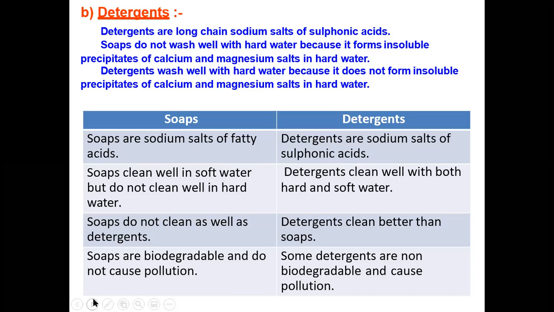Soap does not clean as well as detergents. Detergents clean better than soap. Soaps are biodegradable and do not cause pollution. Some detergents are non biodegradable and are responsible for pollution.